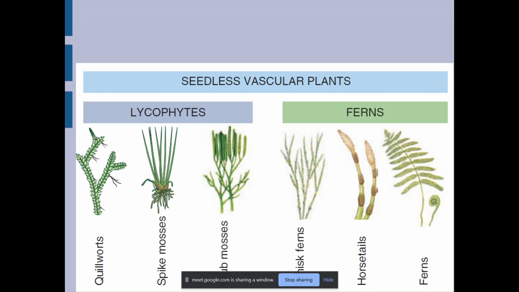The seedless vascular plants have true stems with vascular tissues, and also they have roots and leaves. There are two main groups of seedless vascular plants: ferns and lycophytes. The lycophytes consist of three groups of the vascular plants: club moses, spike moses, and quillworts.